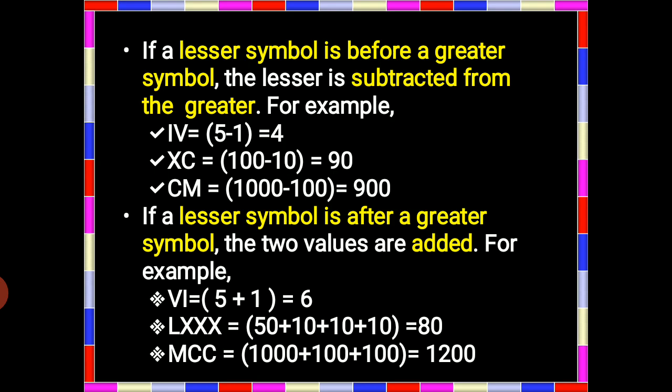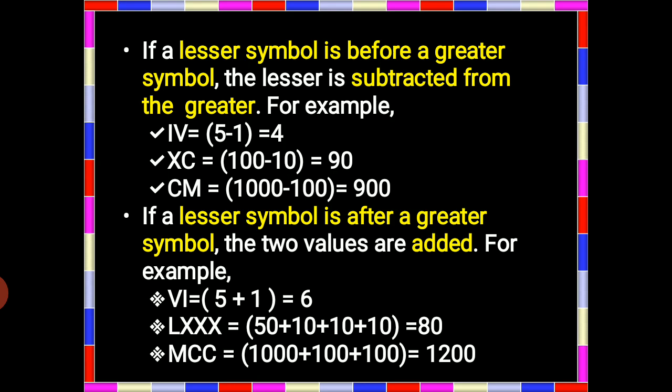Now the next rule is, if a lesser symbol is after a greater symbol, the two values are added. For example, VI. Now V represents 5 and I represents 1. First there is the greater symbol and after it there is the lesser symbol, so we will do addition. 5 plus 1 is 6.